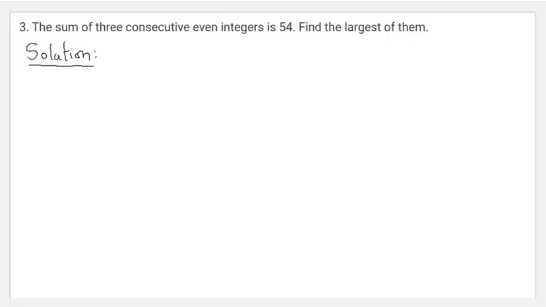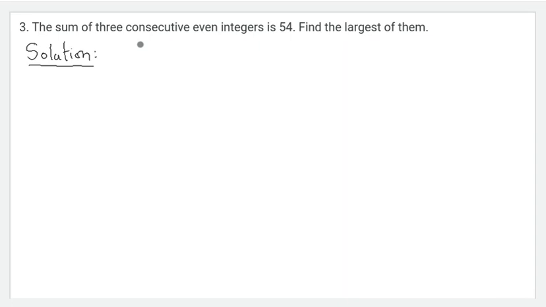The sum of 3 consecutive even integers is 54. Find the largest of them. Remember, the word consecutive means following right after each other.